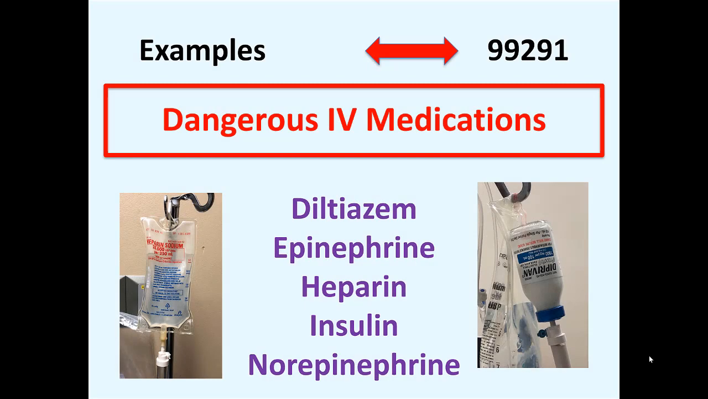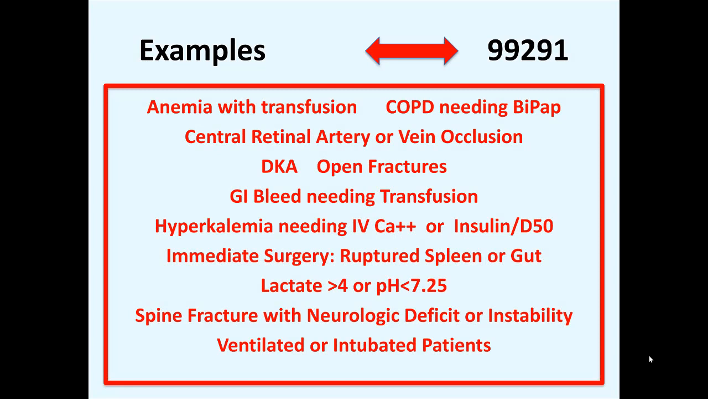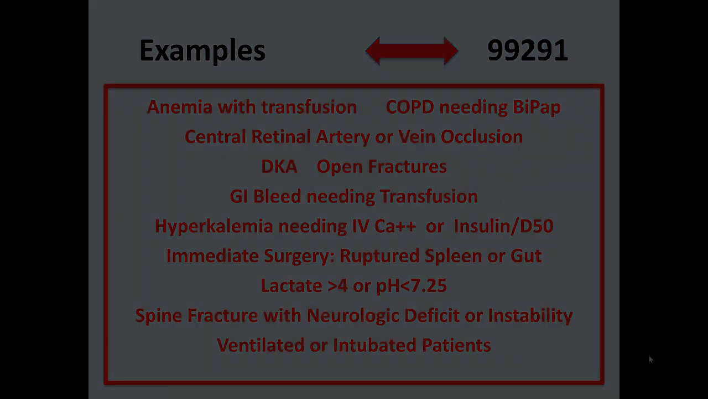Certain IV medications will qualify with good documentation. Diltiazem for rapid atrial fibrillation, epinephrine for anaphylactic shock, heparin for embolism or acute coronary syndrome, insulin for diabetic ketoacidosis, or norepinephrine for shock. Interestingly, IV insulin is often simply overlooked by emergency physicians working in high acuity facilities as an indicator of critical care. And on the list goes, too long to try to commit to memory. That's enough for now. Let's review.